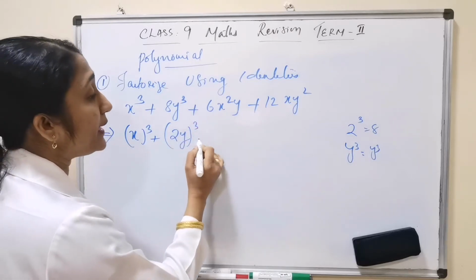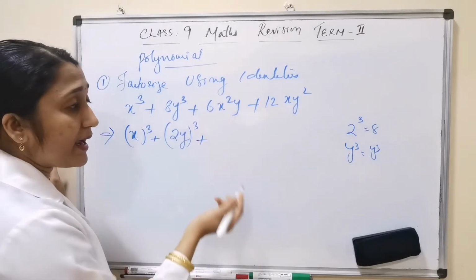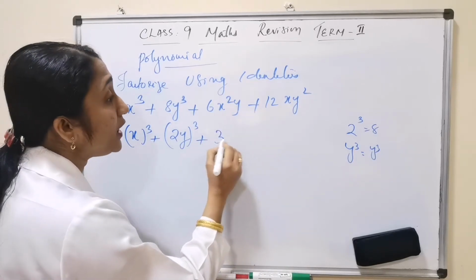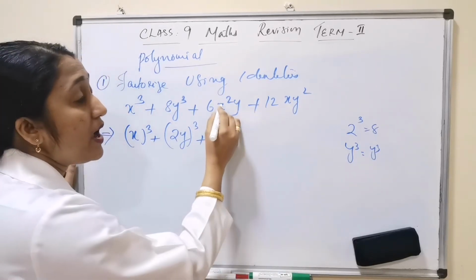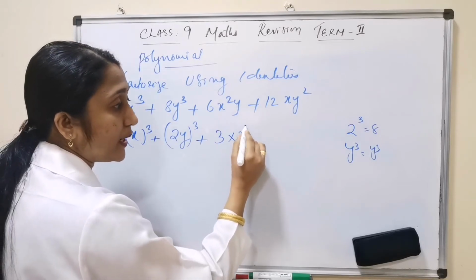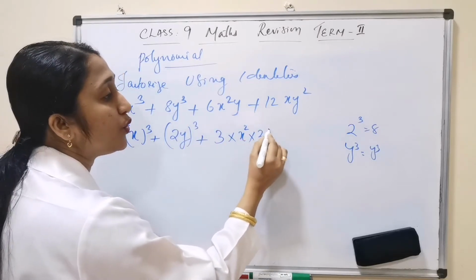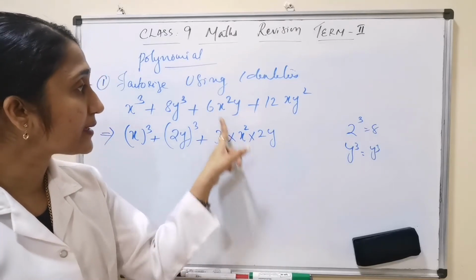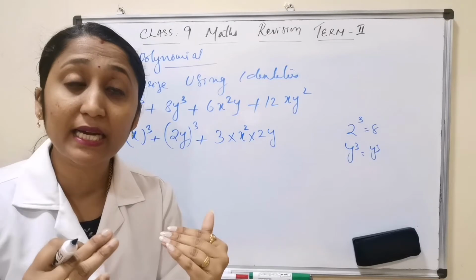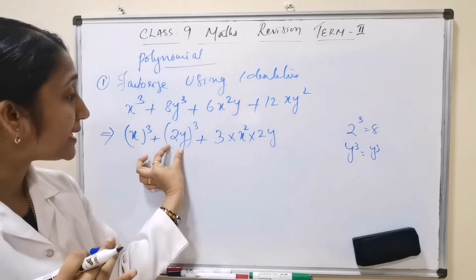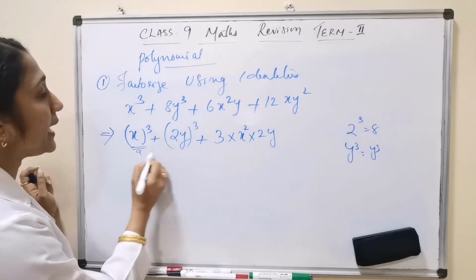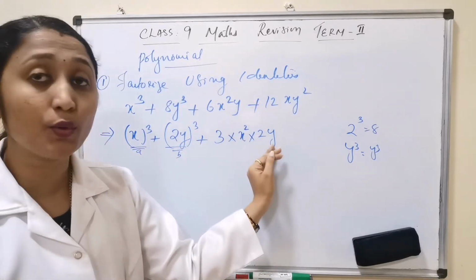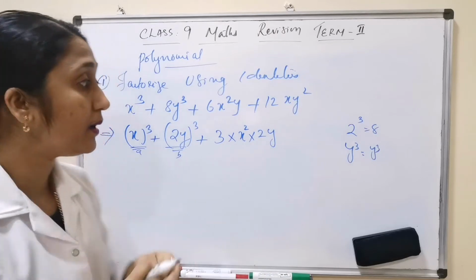Similarly, we have to split the third term. We can write it as 3 into 2 is 6, so 3 into x square into 2y. Is it clear? 3 into 2, 6 x square y. We have split that term. Here x is a and 2y is b, so 3 into a square into b, that is 3a square b.